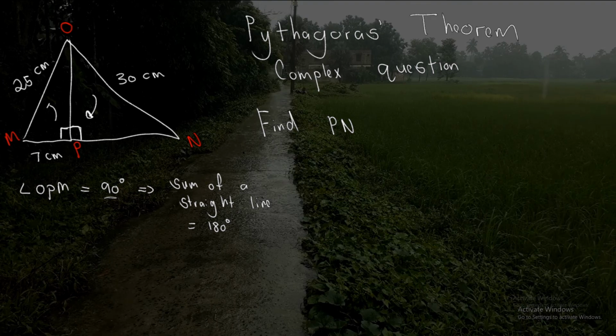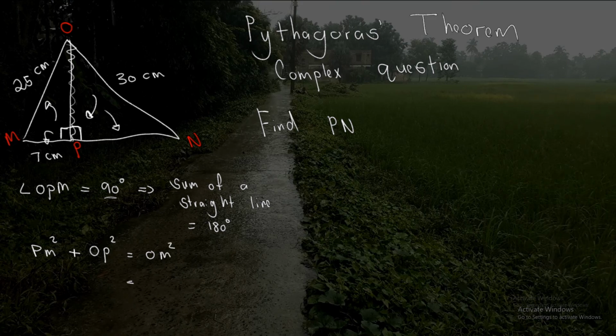Since we have a right angle, we have a hypotenuse, we have one leg, and we want to calculate the height of this triangle. Can you see why we want to calculate the height? Because if we have the height, we can then find PN. So let's do this. PM squared plus OP squared is equal to OM squared. So this is the Pythagorean theorem, right?